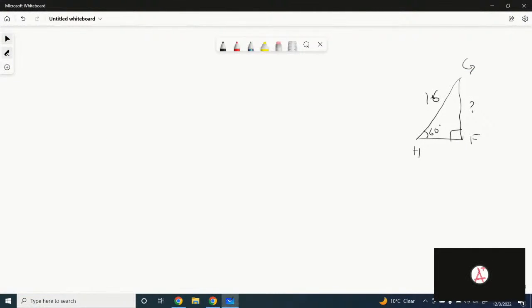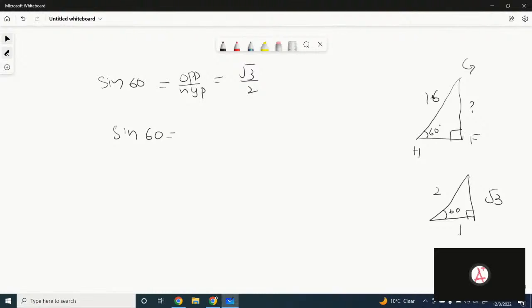Got it? Okay, let's start with the special triangle, that is 30-60-90. In this case you have square root 3, 1 and 2. So sine 60 equals opposite divided by the hypotenuse. It would be square root 3 divided by 2. Got it? Now start with the triangle given. Sine 60 equals opposite divided by the hypotenuse.